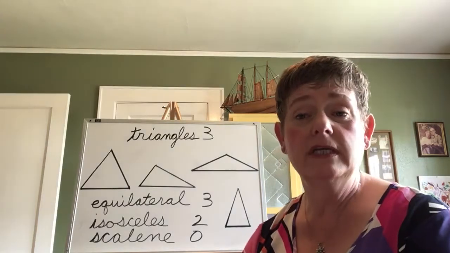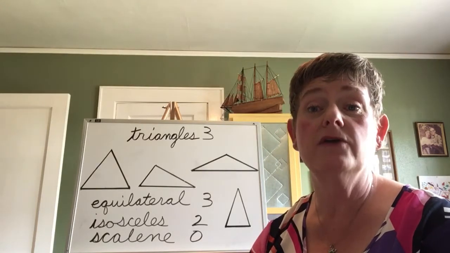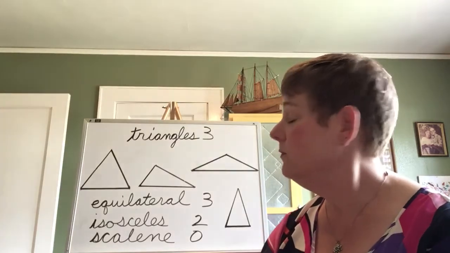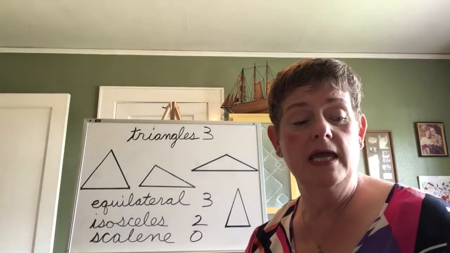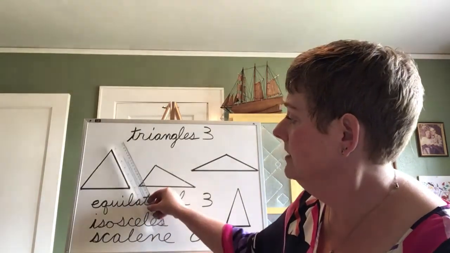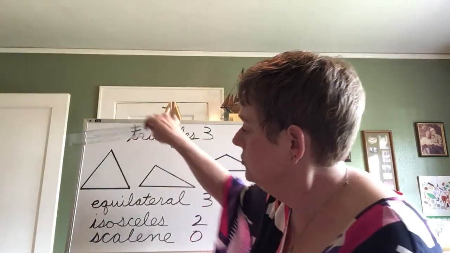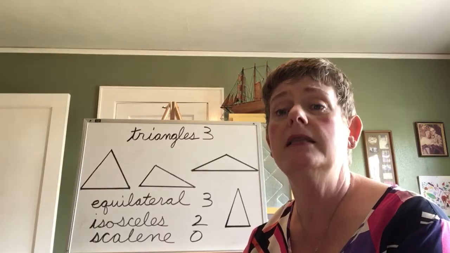There are 3 different kinds of triangles when you classify them by the lengths of their sides. The first one we'll talk about is the equilateral triangle. If you take a ruler and you measure the 3 sides of the equilateral triangle, you will find that they are all the same length.